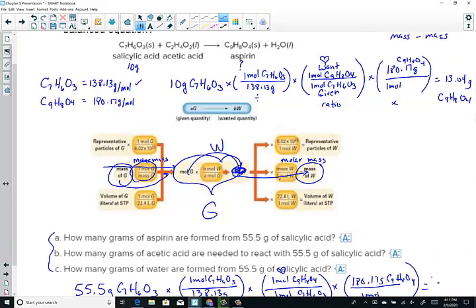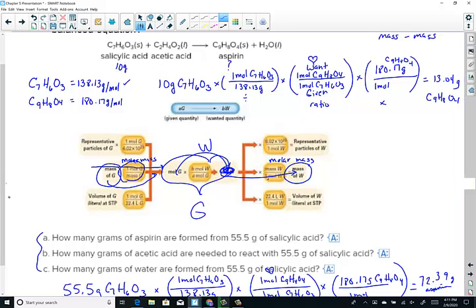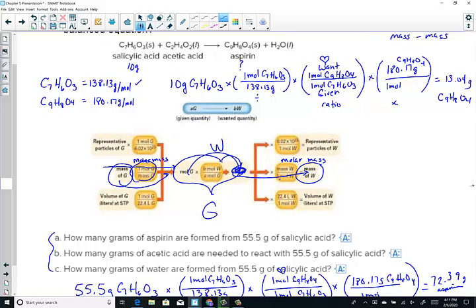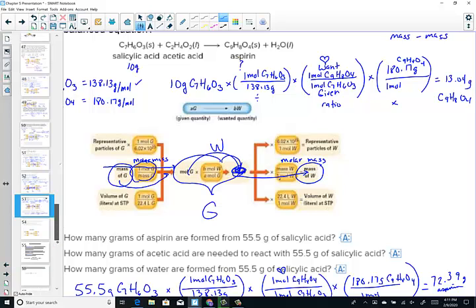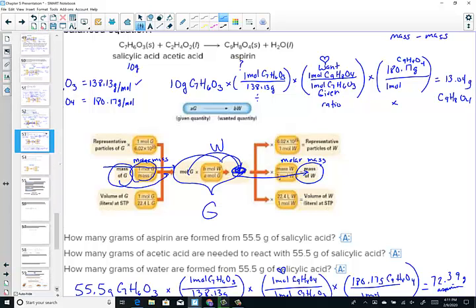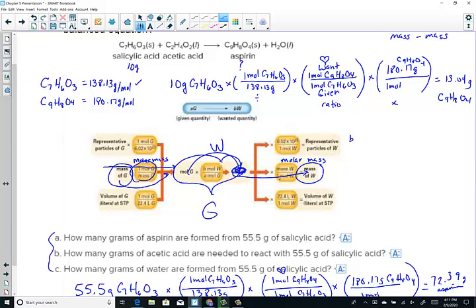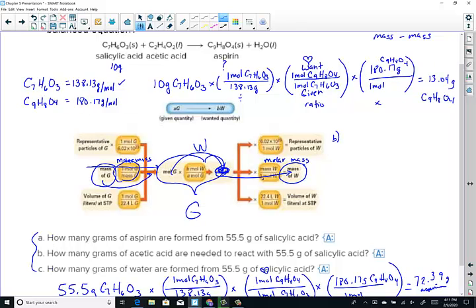My screen says 72.39, and that would be grams of aspirin. I'm just trying to find out where my tiles went. There they are. Let's put letter B here.